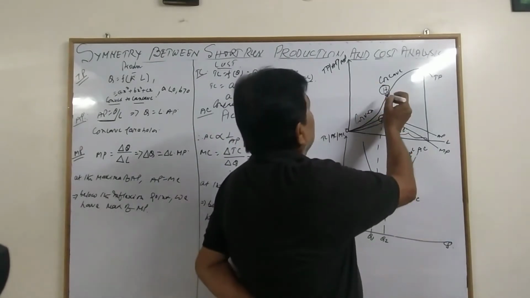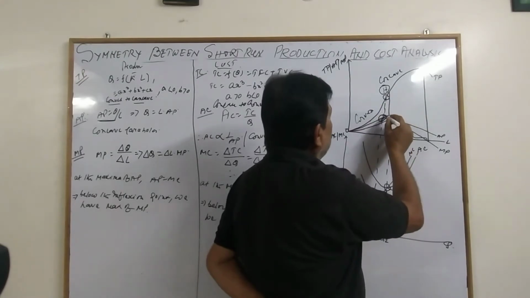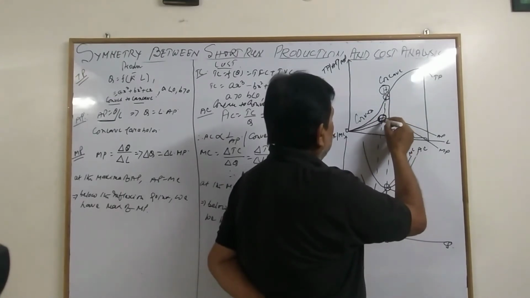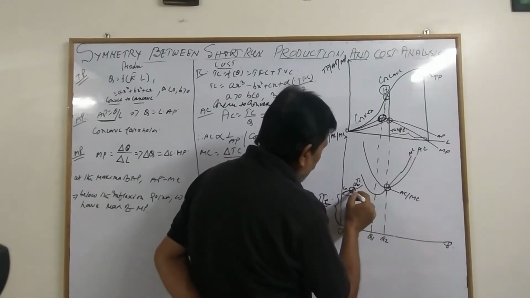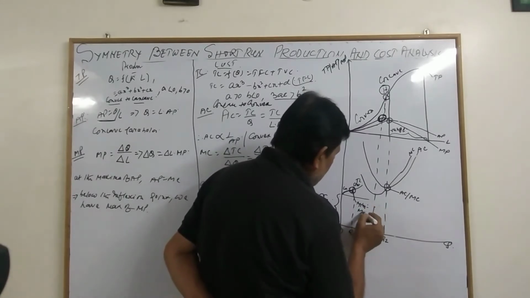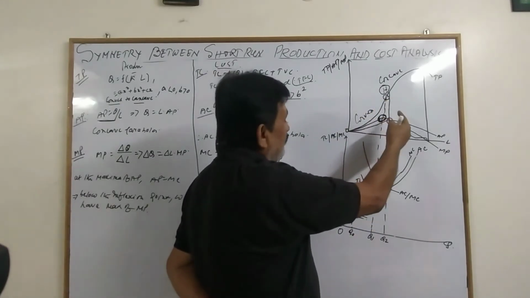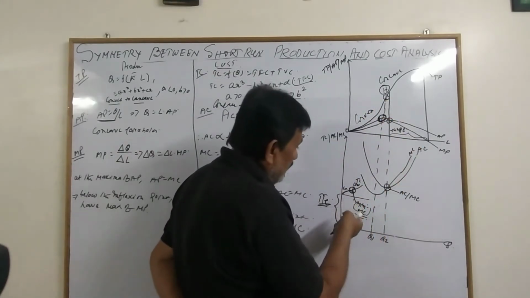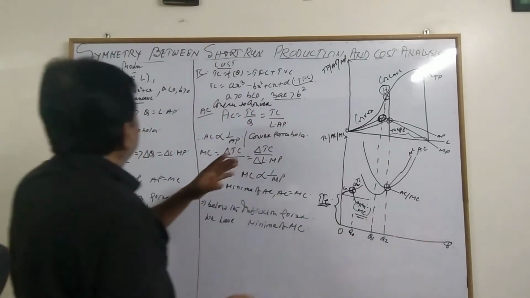In this case, just beyond the point of inflection, we have a maxima of marginal product. And in this case, just below the inflection point, we shall have a minima of marginal cost. Of course, it is not shown in this diagram, but we did get it. Minima of marginal cost. Here we get maxima of marginal product. Here we get minima of marginal cost. So this is the thing in this diagram.